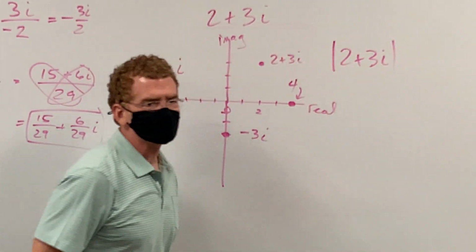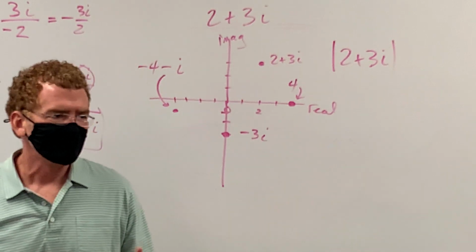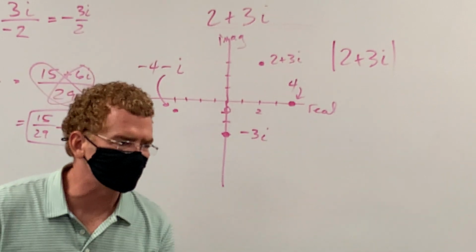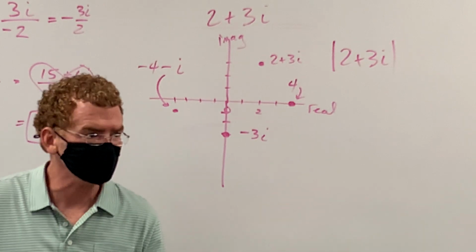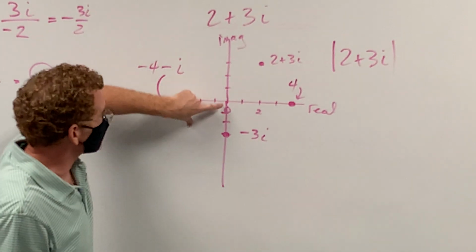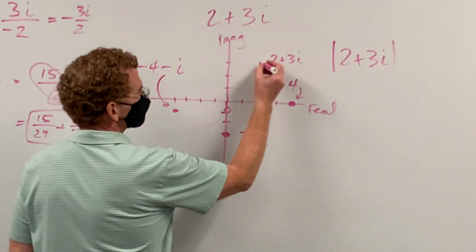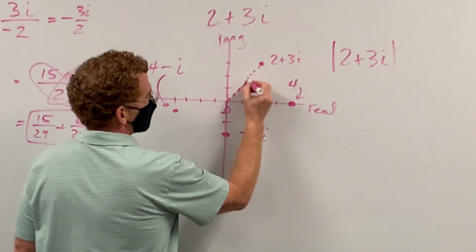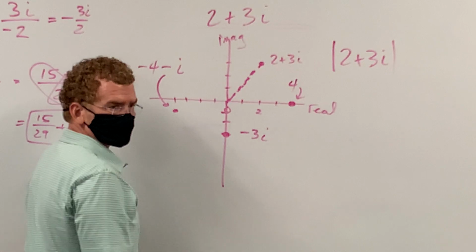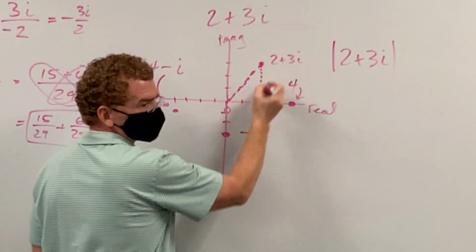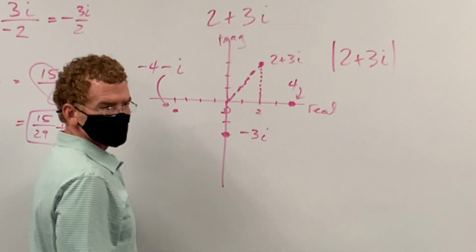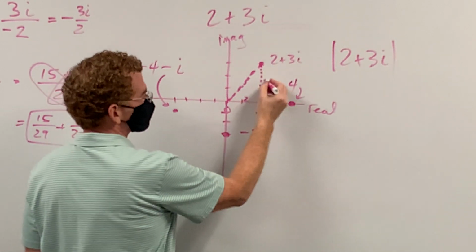Well, what did Miss Tyree tell you about the definition of an absolute value? It was the distance from 0 on a number line. Well, there's 0 on the number line, so what is it really? It's the distance. How am I going to find that distance if I went 2 to the right and up 3? How do I find that distance?